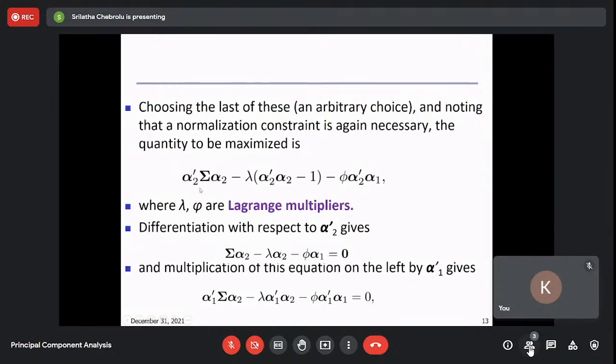So these are the two constraints they have introduced, and this is the variance component that has to be maximized. And then differentiating this with respect to alpha 2 and equating it to 0, we will get something like this.